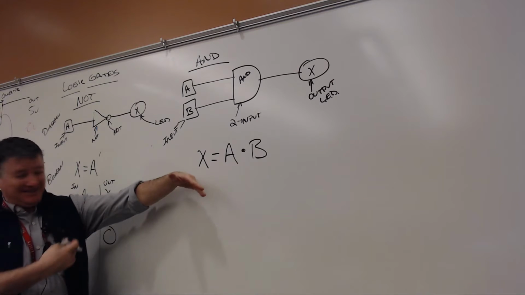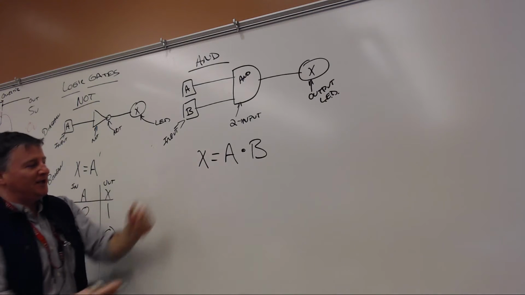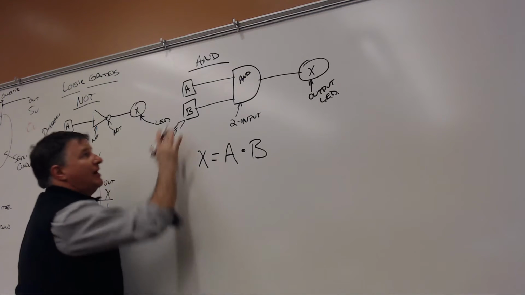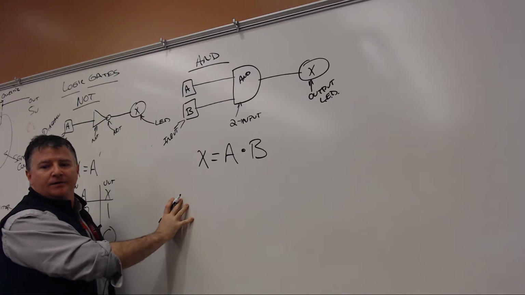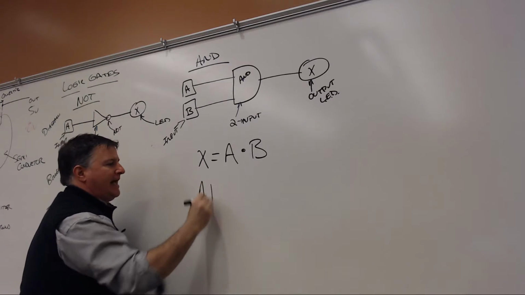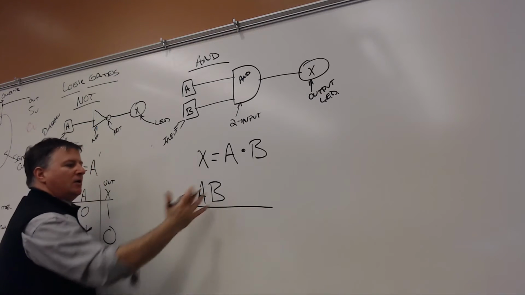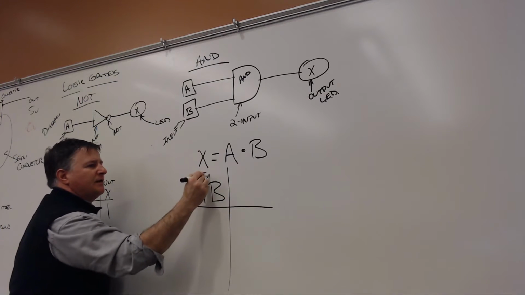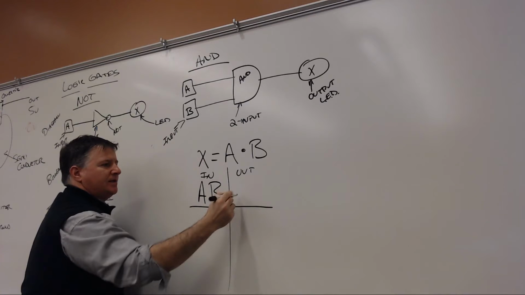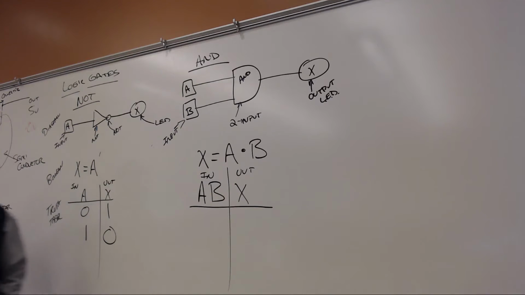man. You heard her. Next thing we do is the truth table. All right. So how many inputs do I have? I got 2. So I'm going to write A and B into my table. On my left is my inputs, and on my right is my outputs. I got one output of X.